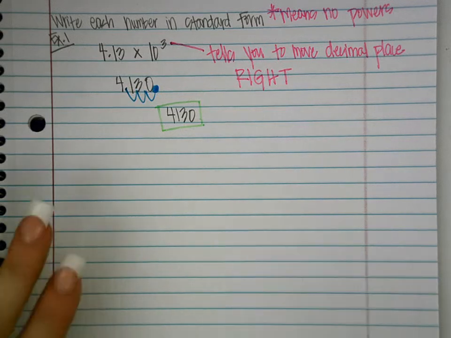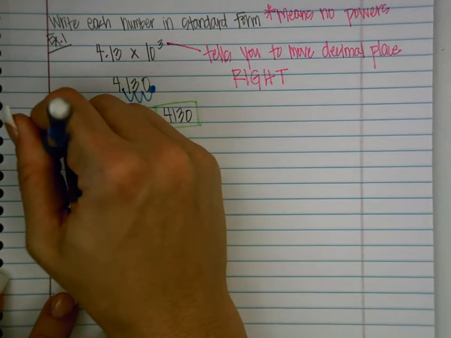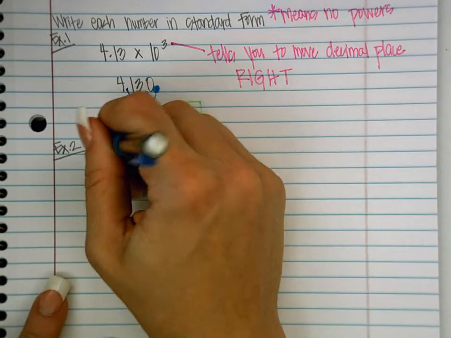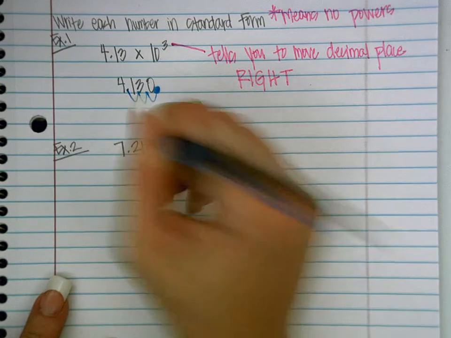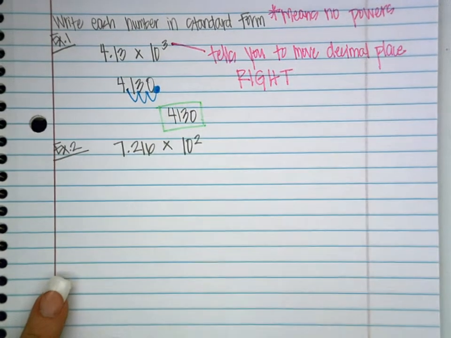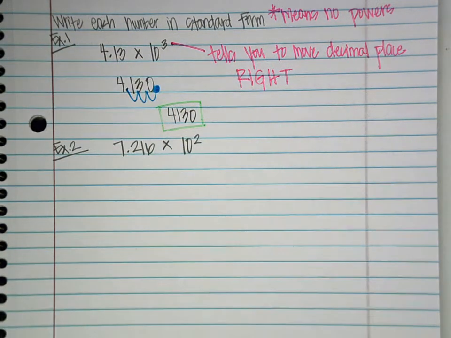Okay, let's try another one. Number 2. Again, we're writing these in standard form. 7.216 times 10 to the second power.